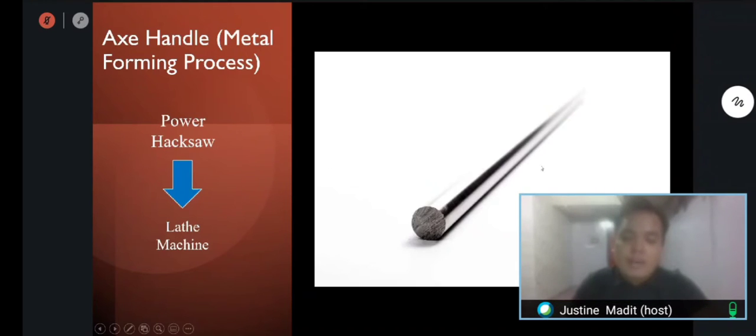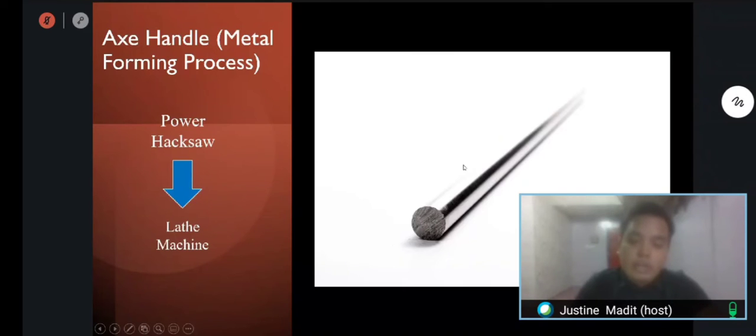This is an example of our stainless steel rod. It will be cut into our desired dimension, desired length. It will soon undergo the lathe machine process, I mean the turning process. The function of the turning process is to cut the stainless steel rod into our desired diameter. To do this turning process, that's why we need a lathe machine.